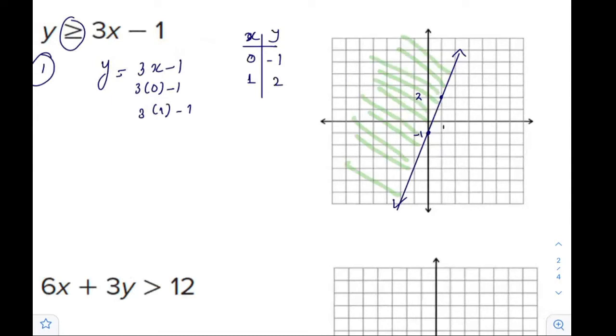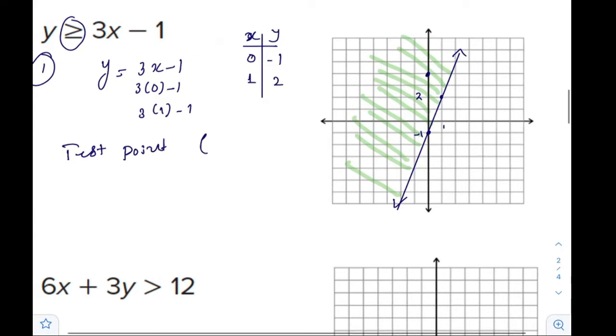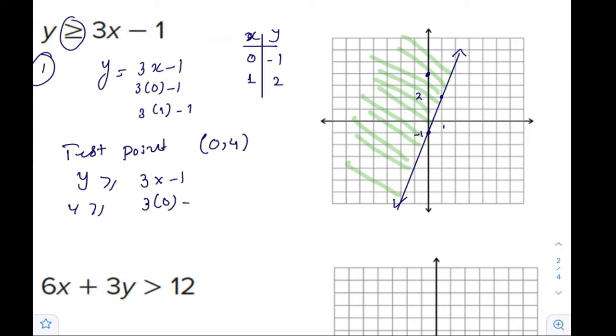Let's take a point anywhere above the line, and it should give us the correct inequality. So if you take a test point, let's take somewhere above the line. Let's say this point, this is 0 and 4. And let's replace y more than or equal 3x minus 1. So 4 more than or equal to 3 times 0 minus 1. Is 4 more than minus 1? Yes, it is. So yes, correct. So we will shade the region, including this test point, since it gives us the correct one.